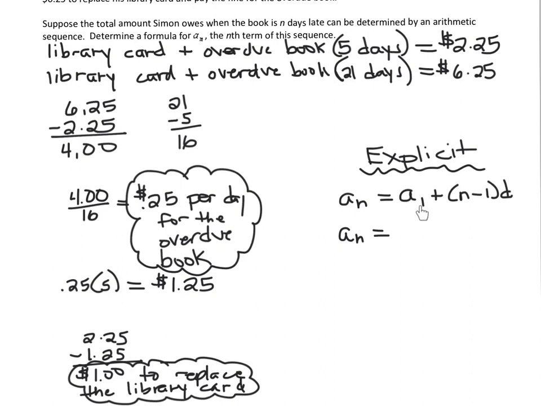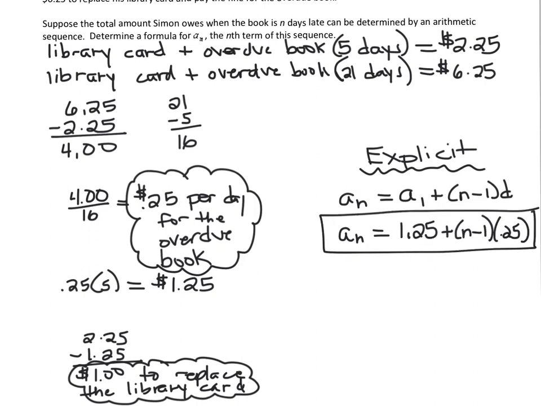Now, the first term, even though it's 25 cents per day, he lost his library card, so he has to pay for that as well. So it's $1 for the library card plus 25 cents for the late book. So on the first day, he will owe $1.25. And then plus n minus 1, and our common difference here is 25 cents per day, so we're going to multiply that by 0.25. And that would be our formula. If you prefer to take that formula and distribute the 0.25 in and write it in simplest form, you can, or you could leave it like that.